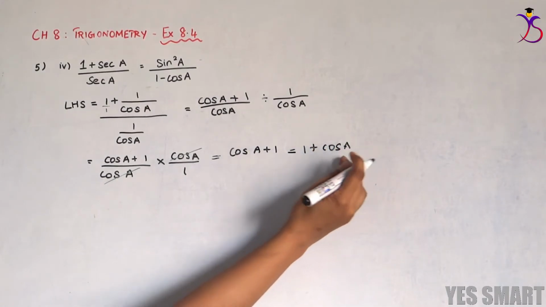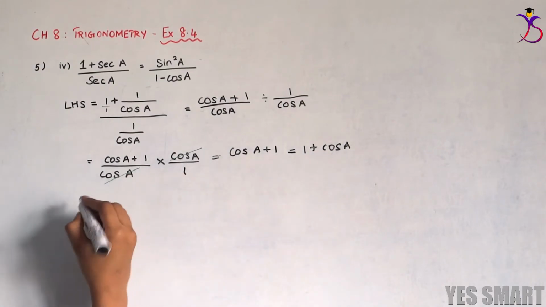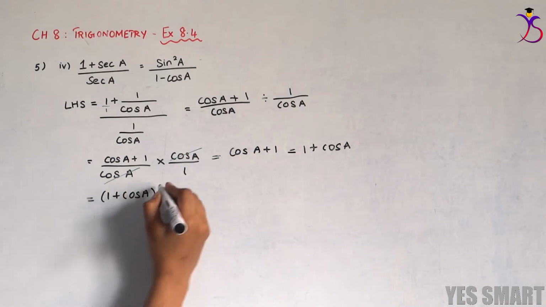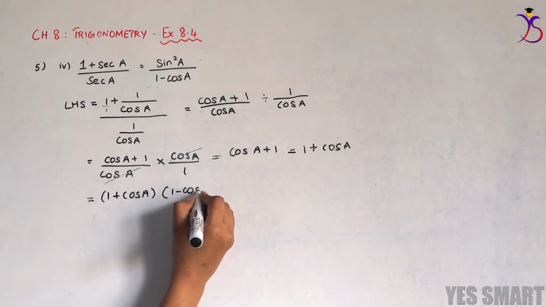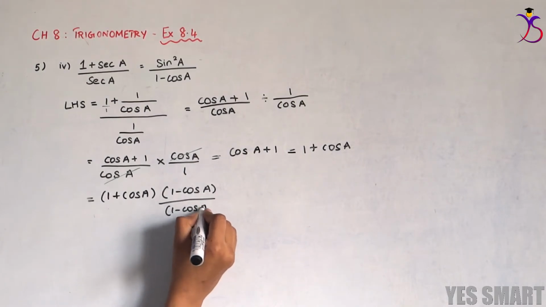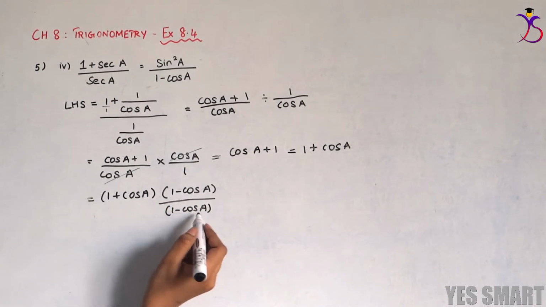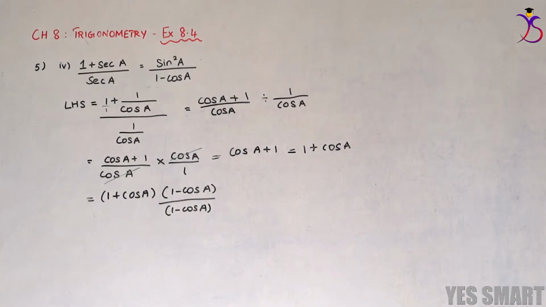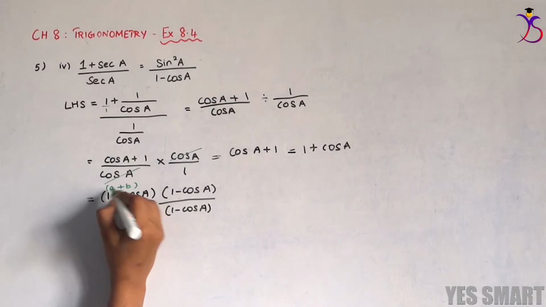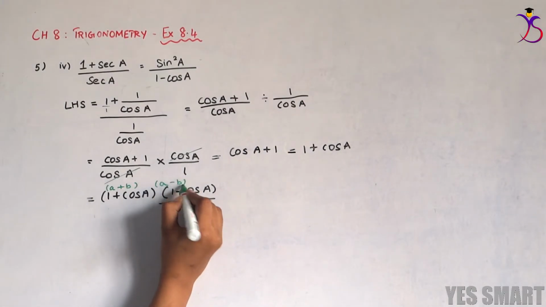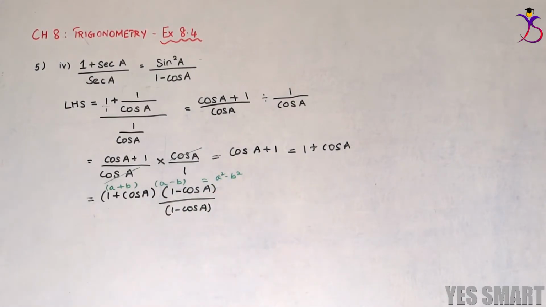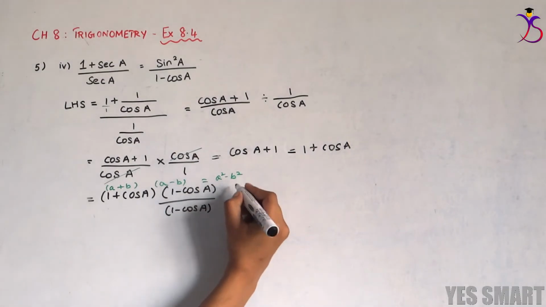Now we are going to multiply this term with the conjugate term in the numerator and denominator. So the conjugate term of 1 plus cos a is 1 minus cos a, because the sign of the second term is plus, hence the sign of the second term of the conjugate will be minus. Now the numerator is in the form of a plus b into a minus b. This can be solved as a square minus b square.